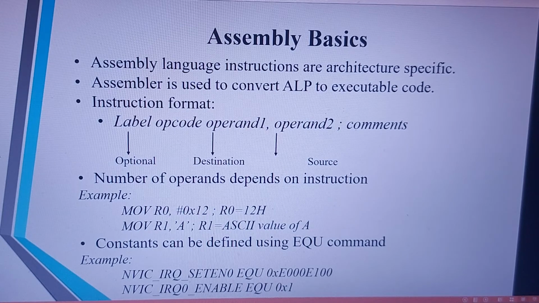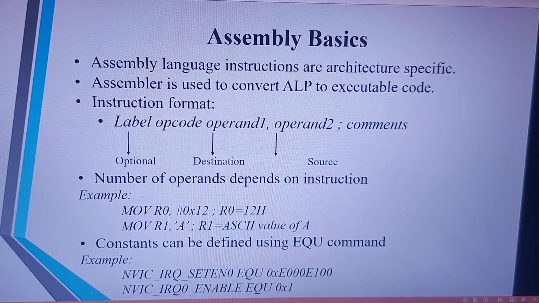As I said, the number of operands depends on the instruction. For example, there's one instruction, MOV R0, #0x12. In this instruction, there's one register operand and one value. The value is prefixed with the hash symbol, indicating it's the immediate value to be transferred to the register. If the hash symbol is not given, then the value given will be considered as the address. If the hash is given, the value is considered as immediate data, and that value itself will be transferred to the register. So the result of that instruction will be R0 containing 12H after execution.